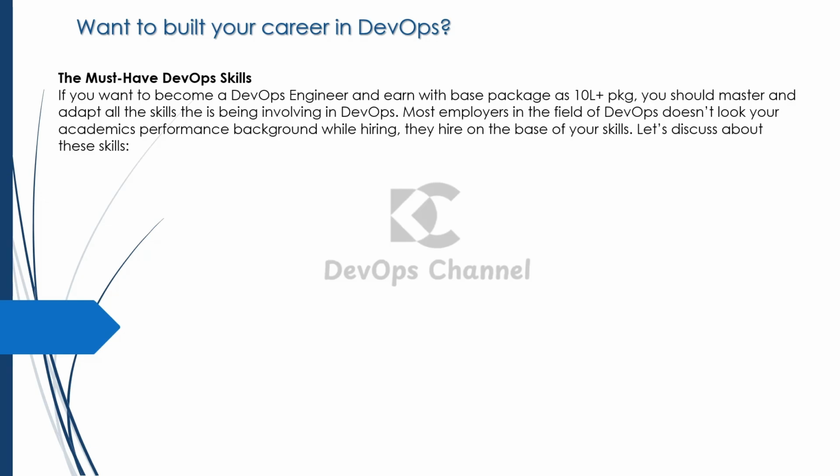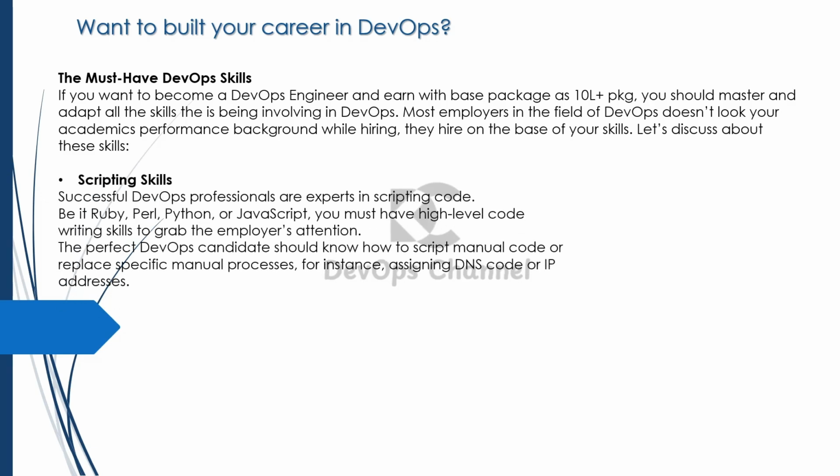So if you want to become a DevOps engineer, you should have acquired a bunch of tools and skill knowledge. Let's discuss those skills and tools. First one is scripting skills. You should be aware of some imperative programming languages like Ruby, Perl, Python, or JavaScript. And you should also be aware of declarative languages. One of the declarative languages used in DevOps is YAML, yet another markup language. If you want to learn about it, I have that course in my playlist. You can go through it.